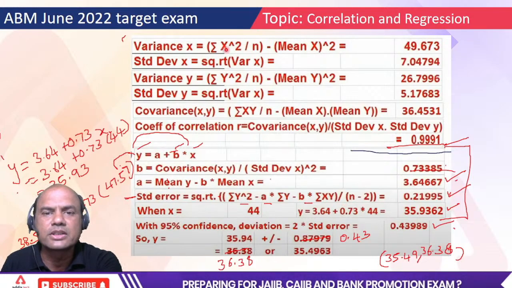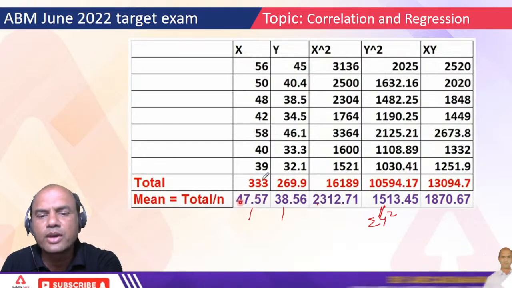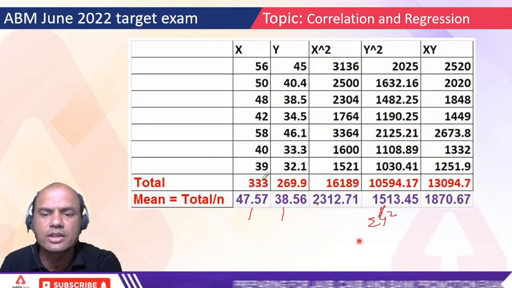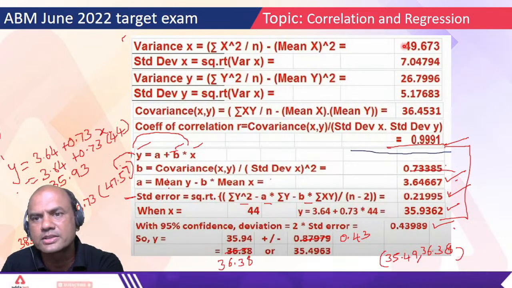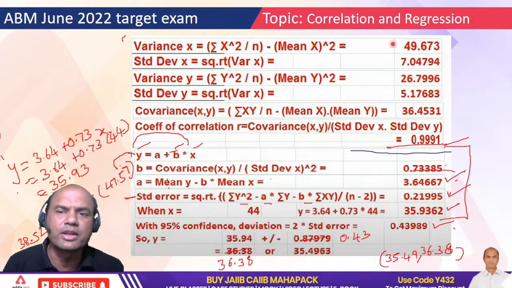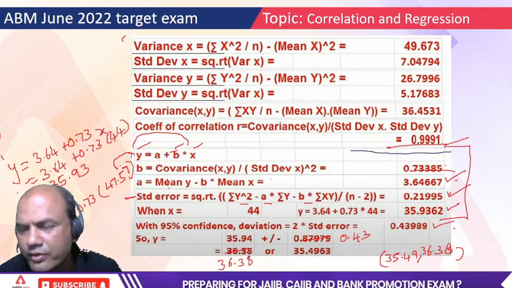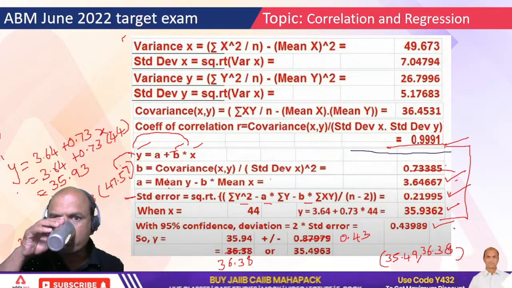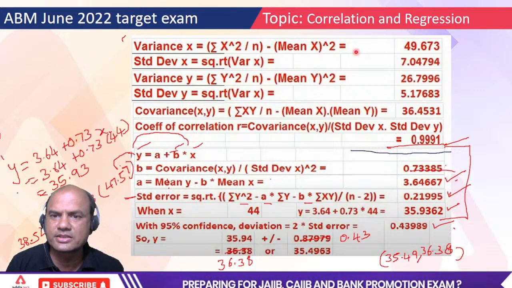So 2312.71 minus x bar square. X bar is 47.57, square of that. Do it on the calculator, everyone should do this. 2312 minus 47.57 square. What answer do you get? 49.67. Roughly you will be getting 50. That's okay, even if you get 50, it's okay. Everyone type yes if you have got this answer for variance of x.